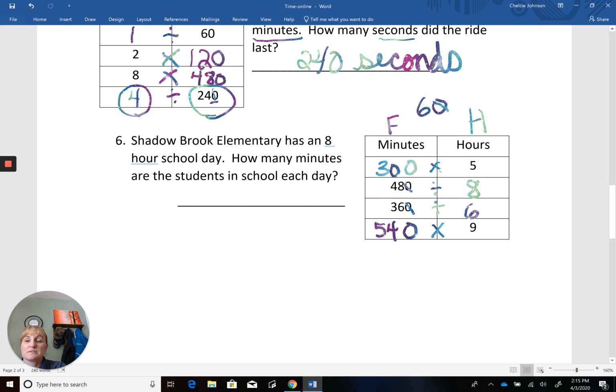Okay, now let's go to the question. Shadowbrook Elementary has an 8-hour school day. How many minutes are the students in school each day? So if they're there for 8 hours, which typically we are too, we're going to come over here to our 8 hours, and our minutes wind up being 480 minutes. Don't forget your label.